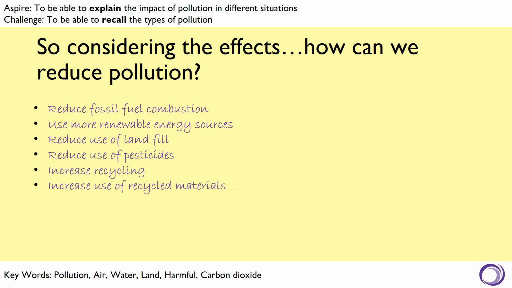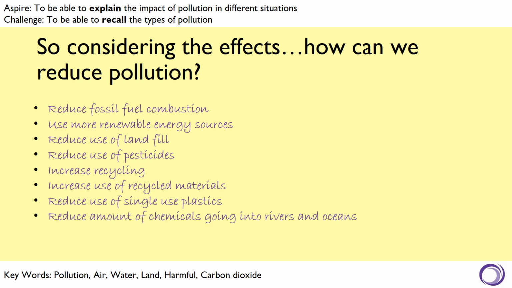Increasing recycling, increasing the use of recycled materials, and reducing the use of single-use plastics will all reduce the amount of plastic going into the waterways and therefore the plastic pollution. And we could also reduce the amount of chemicals going into rivers and oceans and therefore reducing the water pollution.